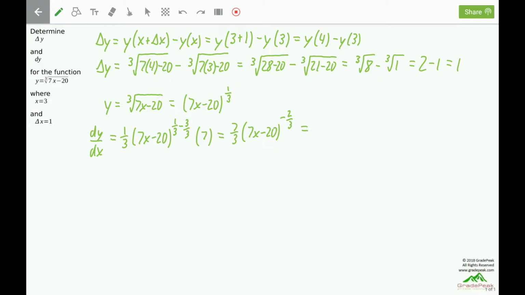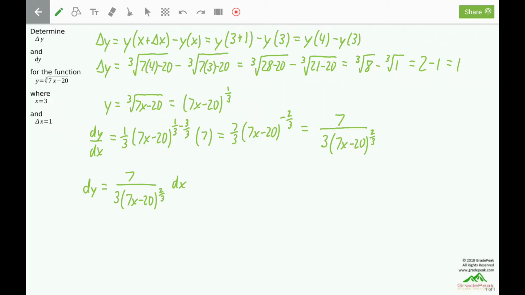Since we have a negative exponent, this can be rewritten by moving that into the denominator with the 3 that's already down there. The 7 will stay in the numerator. So 7 over 3 times 7x minus 20 to the positive 2/3 power. We now want to solve for dy by multiplying the dx to the right side. So dy equals 7 over 3 times 7x minus 20 to the 2/3 power, and then times dx.